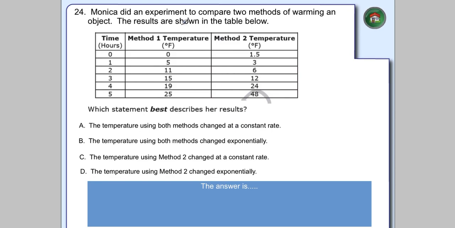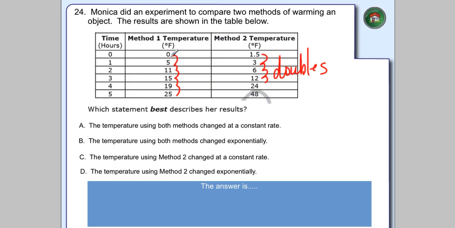Okay, number 24. Monica did an experiment to compare two methods of warming an object. The results are shown in the table. So method 1, you can see the time is in hours, and it's increasing by 1. It goes from 0 to 5 to 11 to 15 to 19 to 25. This one is 1.5 to 3, 3 to 6, 6 to 12, 12 to 24. You can obviously see that this one is doubling.